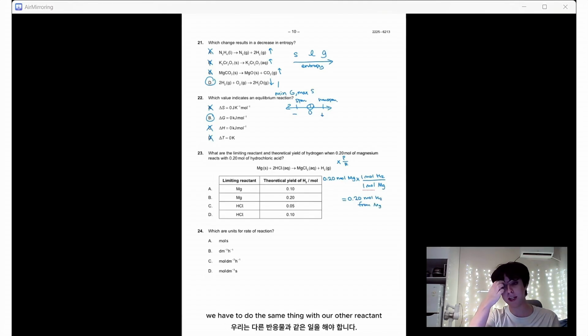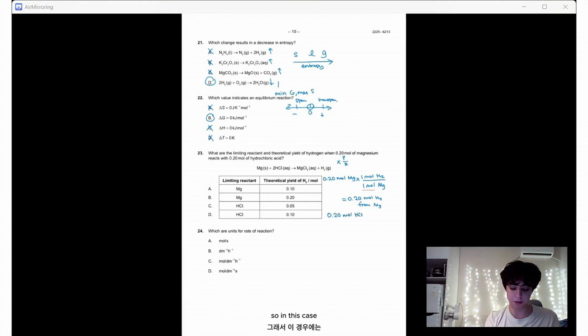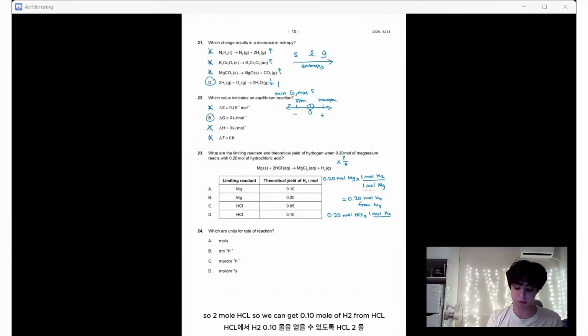And then we have to do the same thing with our other reactant. So with our 0.2 moles of HCl. Okay, so in this case, our moles of hydrogen is still the same, 1 mole H2. But then on the bottom for our reactant, that's going to be 2 mole of HCl, because in our balanced equation it is 2. So 2 mole HCl. So we can get 0.10 mole of H2 from HCl.